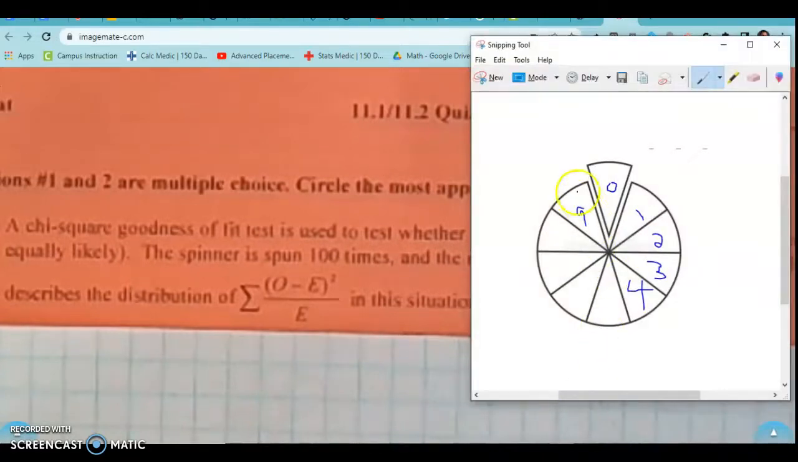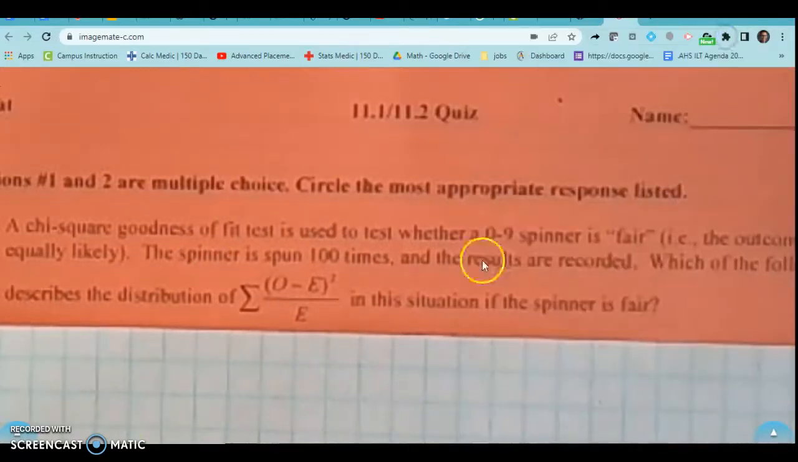So our spinner is going to look like this. We have sector 0, and then 1, 2, 3, 4, 5, 6, 7, 8, 9. That means we have a total of 10 different sectors, and we want to know, is it equally likely? So as indicated in the question, this is a goodness of fit. It will be a chi-squared. So really the only issue we have to determine is how many degrees of freedom.